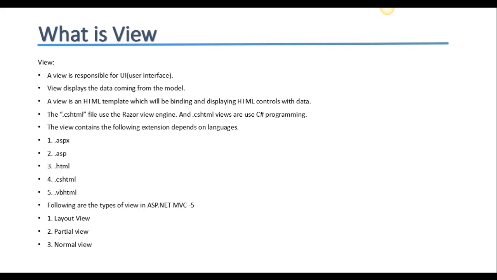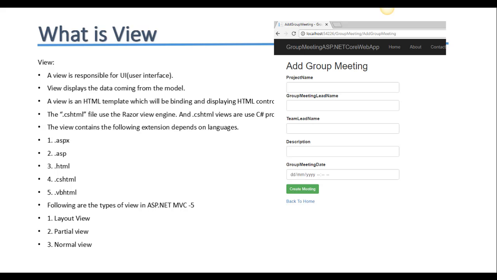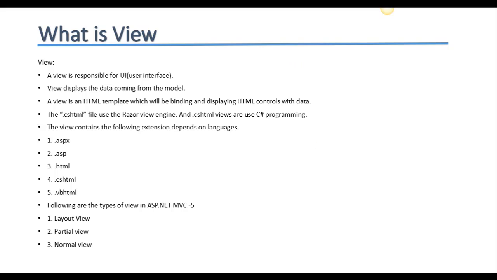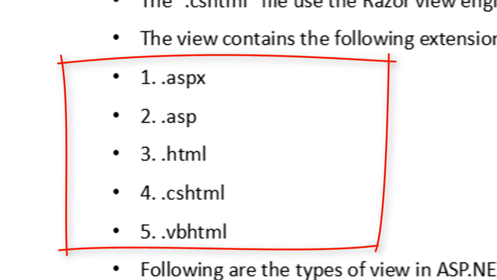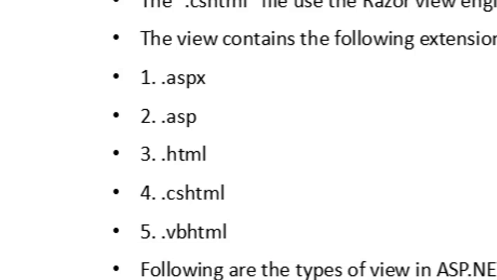The second one is the view. View is responsible for the user interface. The view displays the data coming from the model, and a view is a normal HTML template which will be binding and displaying the HTML controls with the data. And the extension of the view is .asp, .html, .cs, .cshtml, .vb, and so on, based on the language which we select at the time of creating the project. Depending on the language, it will generate the extension.